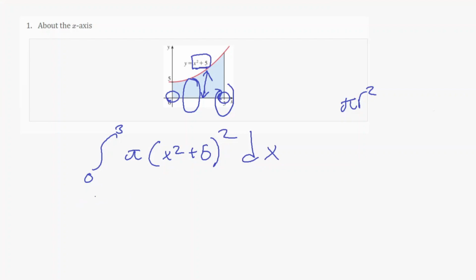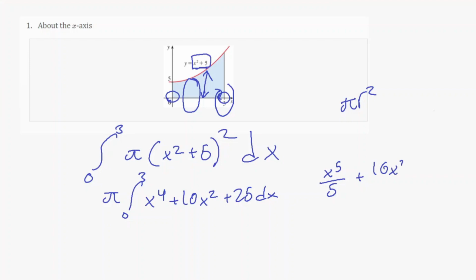First, what we could do is take out the pi, because it's a constant. So we could do pi, integral from 0 to 3, and then multiply this out, which would be x to the 4th power, plus 10x squared plus 25 dx. And if we integrate it, we're going to have x to the 5th power over 5 plus 10x cubed over 3 plus 25x. And now we need to plug in 0 and 3 for this.